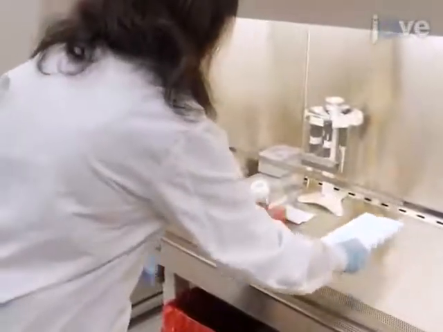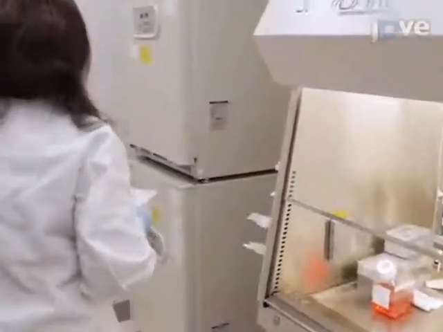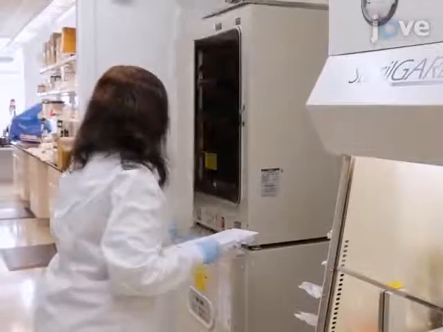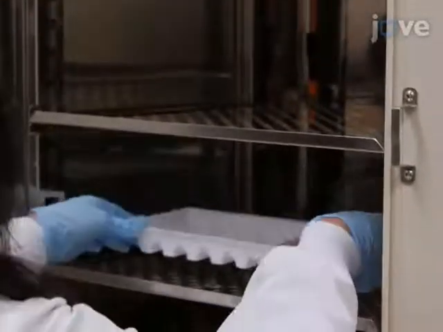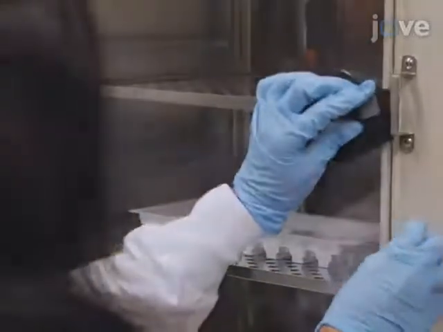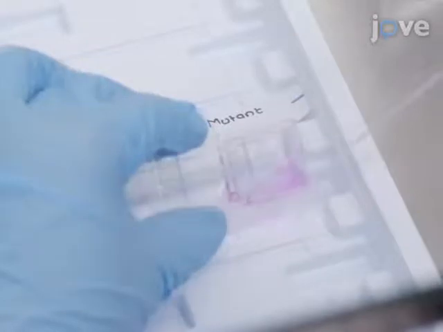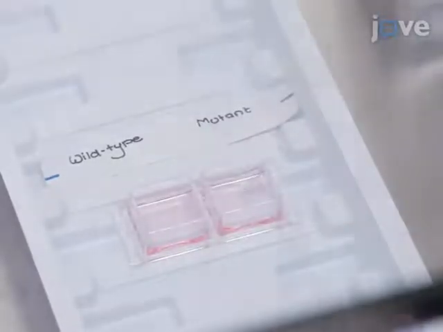The mouse embryonic fibroblasts, or MEFs, used in this experiment are grown in a 2-well chambered cover glass at 37 degrees Celsius and 5% CO2 overnight, as described in the text protocol. On the following day, synchronize the MEFs in G0-G1 phase by incubating in DMEM F12 growth medium containing 0.1% FBS.